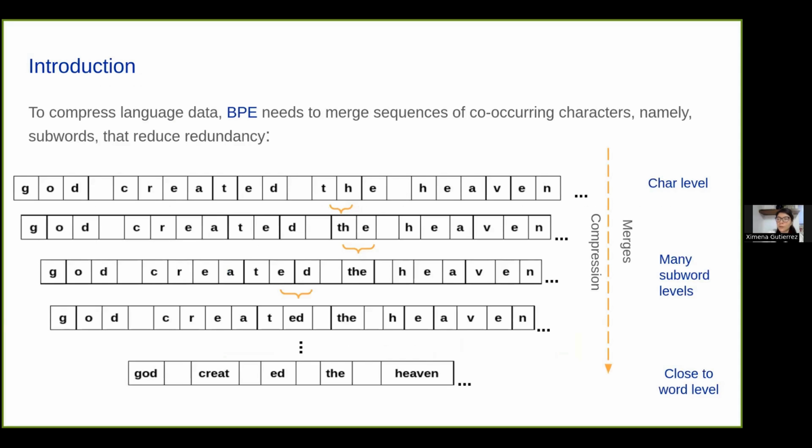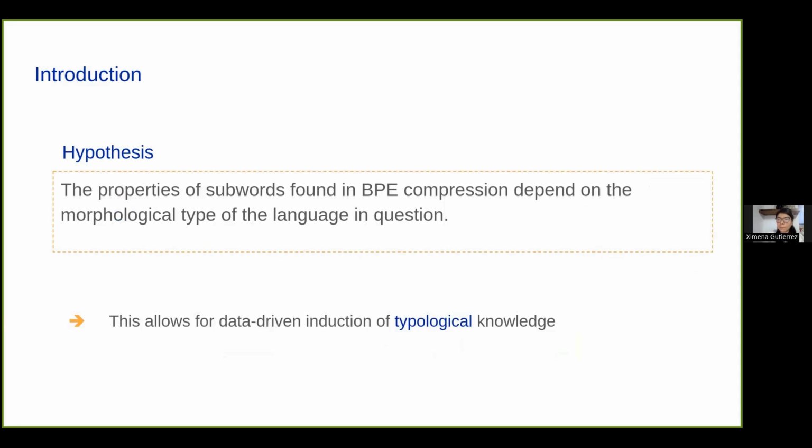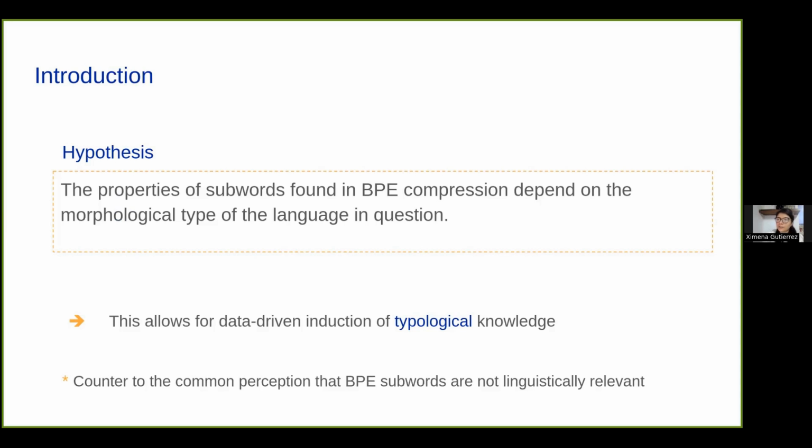In this work, we inspected more closely what kinds of structural elements are exploited by BPE across many different languages. Our hypothesis is that the properties of the subwords found by BPE are not the same across languages. In fact, they depend on the morphological type of the language in question. This is important since if these patterns turn out to be indicative of the morphological typology of languages, then we can do data-driven induction of typological knowledge in a resource-cheap way. Counter to the intuition that BPE subwords are not linguistically relevant.